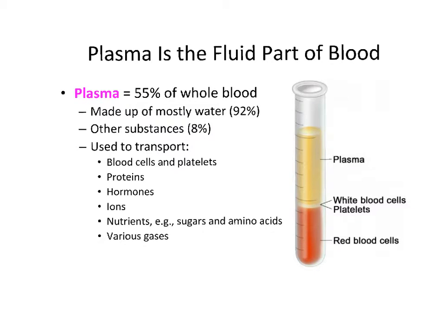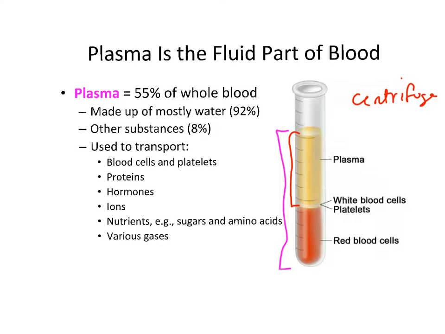So plasma is the fluid portion of your blood. If we look at this test tube over here, whole blood would be all of that mixed together directly as it would come out of a blood vessel. When we're talking about plasma, we're talking about this yellowish liquid here. This is blood that's been centrifuged, or spun at a high speed, to separate out the different components. When you centrifuge blood, the plasma rises to the top because it's less dense, while the solid red blood cells go towards the bottom of the tube.